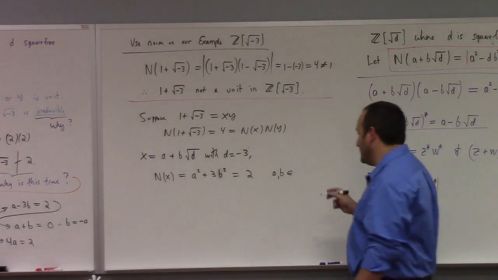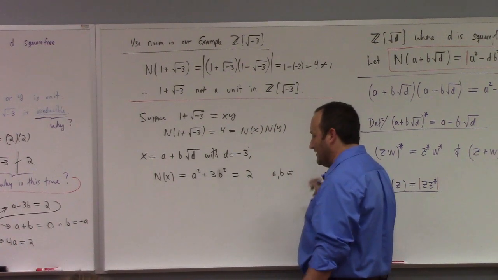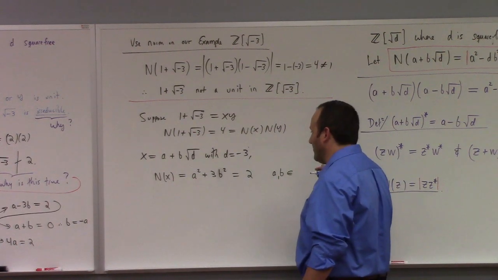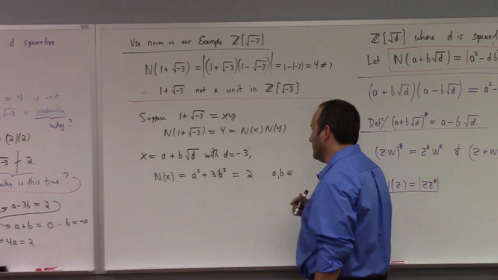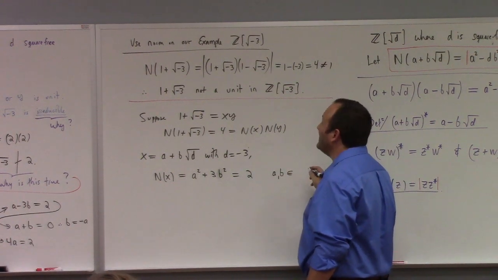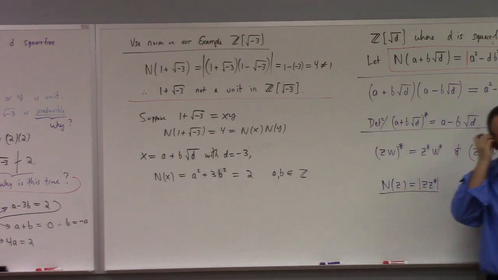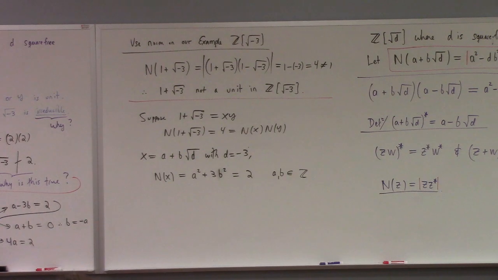Thank you. So here a and b, if this is going to be an interesting problematic reduction of 1 plus the square root of minus 3, then we'd need a and b to be what? Integers, yeah? Can you find an integer solution to this equation?